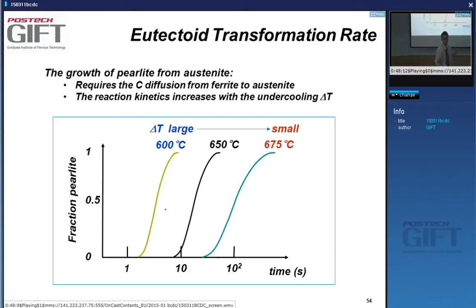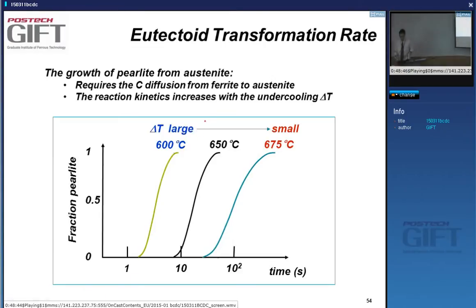So there is a contraction due to the thermal contraction, and there is an expansion due to the transformation, austenite to ferrite plus cementite. And you can just follow this. You can just measure. Yeah. And by tracking that, you can get the kinetics of the transformation very simply.